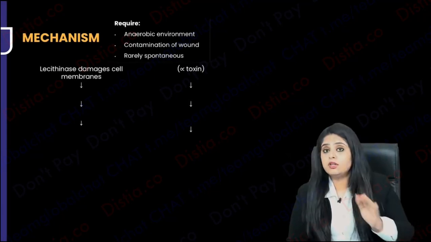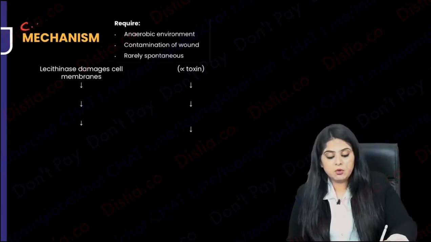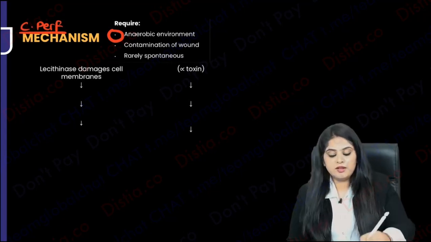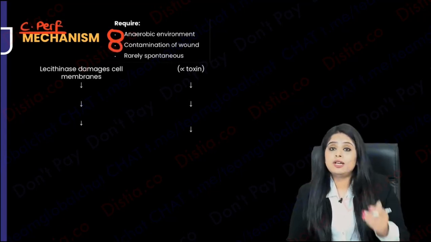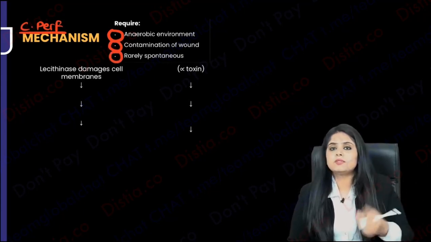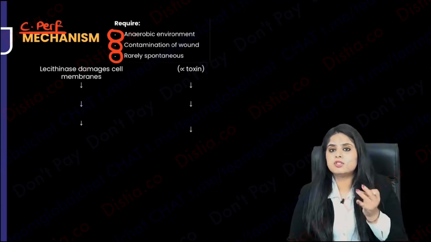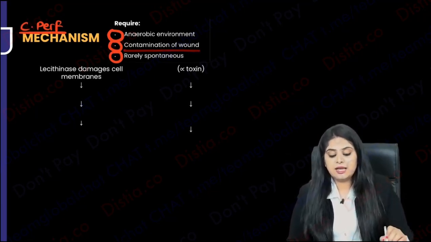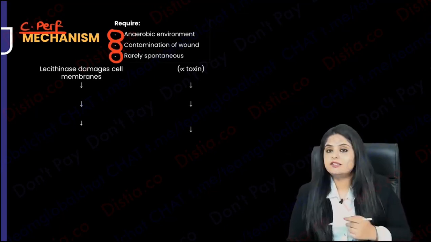So firstly, if you want this organism to work, if you want Clostridium perfringens to work, number one, every Clostridium requires anaerobic conditions. You need an anaerobic environment. Secondly, the wound has to be contaminated. Very rarely will it occur spontaneously. Most of the time there is some road traffic accident, some crushing injury, some trauma, some such history. So that number one, there is some contamination that happens. Okay, now let's start from here.